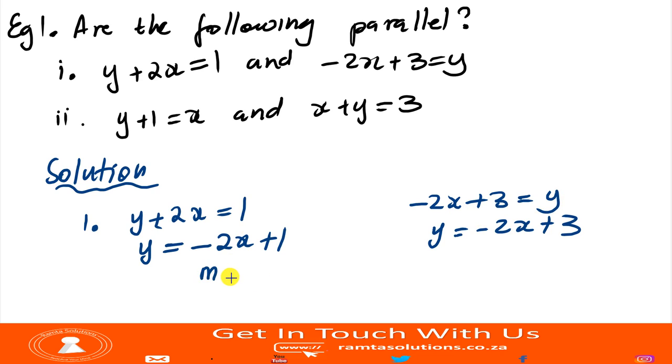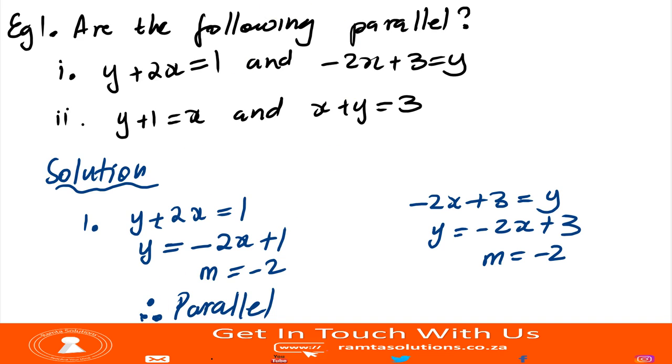So check this out. What is the gradient here? Gradient here is negative 2. What is the gradient here? Gradient here is negative 2. So these ones are parallel.